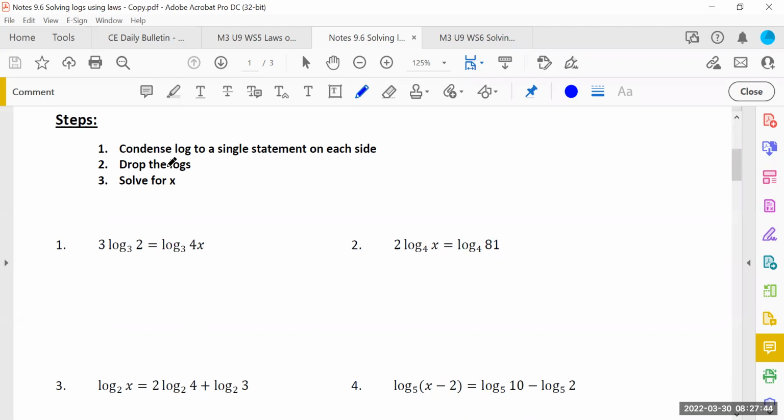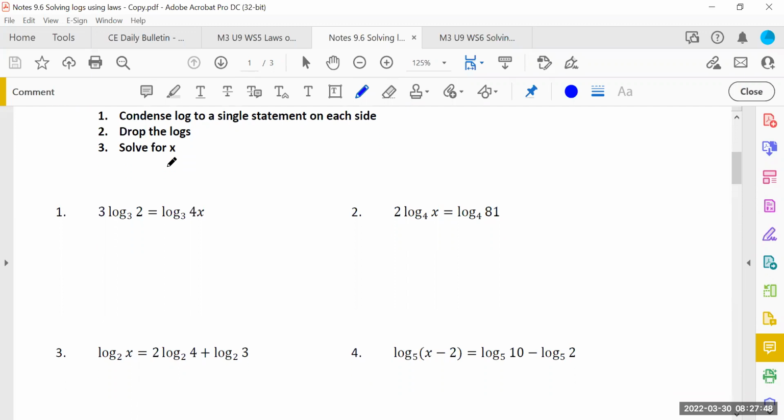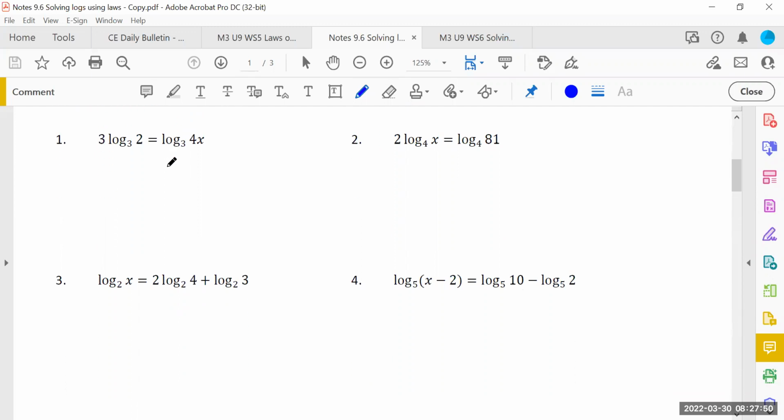You've already been doing some of this. We did some stuff similar to this in section 3. So let's try it. Question number 1. I see 3 log base 3 of 2 equals log base 3 of 4x. The problem right now is this 3 out in front.